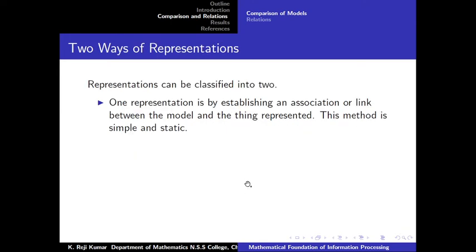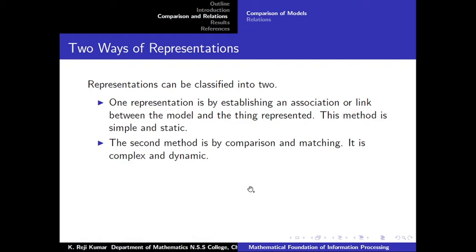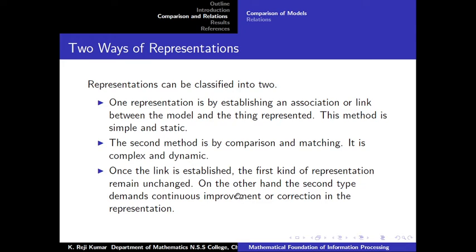Representation can be classified into two. One representation is by establishing an association or link between the model and the thing represented by that model. This method is very simple and static. But the second method is by comparison and matching. It's complex and dynamic. Once the link is established, the first kind of representation remains unchanged. On the other hand, the second type demands continuous improvement or correction in the representation.